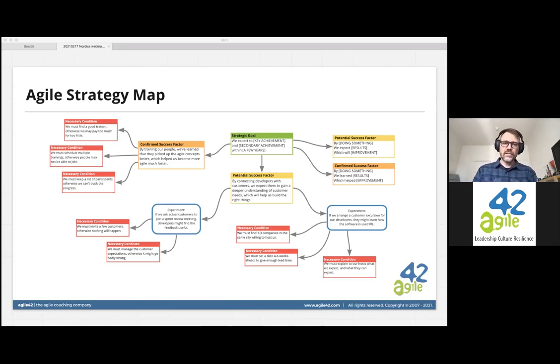Around this, we have a bunch of success factors. They come in two kinds. The confirmed success factor is something that we know works. And we know it because we have seen it work. It's a well-known fact, or it's something we have tried and found useful. We also have potential success factors, and those are the interesting ones. That's what we could do, right?